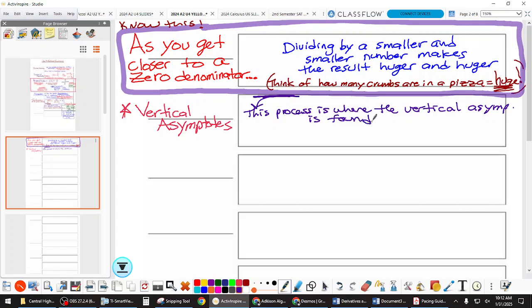Okay, so I'm writing this process, this one we just wrote about, dividing by smaller and smaller pieces. That's where the vertical asymptote is found. Where does that happen? It happens, let's be a little more mathematical now, at the x value where the denominator is 0. Okay?